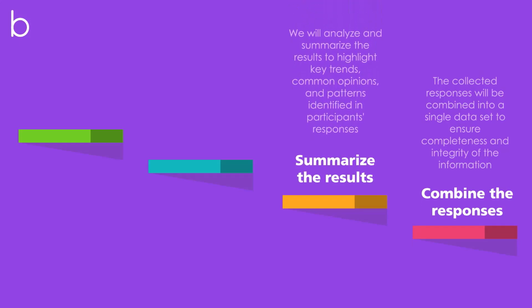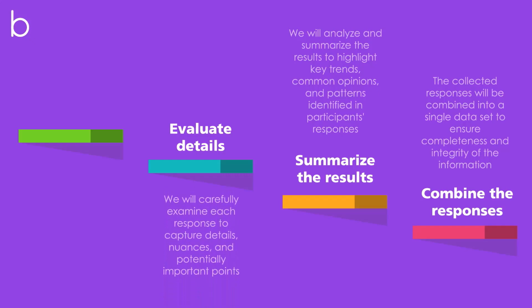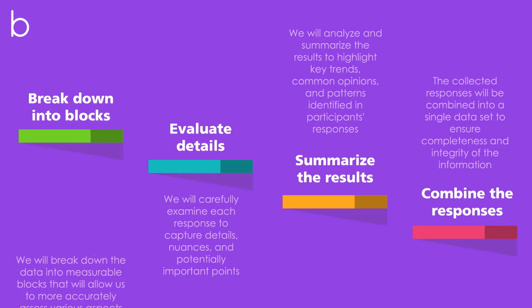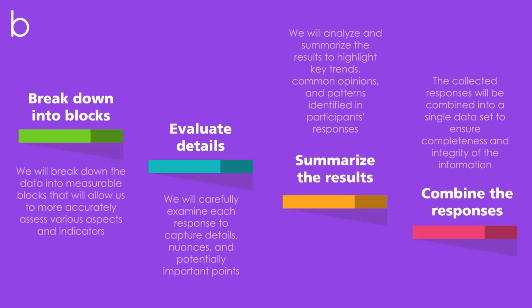We will analyze and summarize the results to highlight key trends, common opinions, and patterns identified in participants' responses. 3. Evaluate details and identify emerging themes. We will carefully examine each response to capture details, nuances, and potentially important points. In the process of this analysis, we will also identify themes that emerge among participants and related issues. 4. Break down the data into measurable blocks. For convenience and a more systematic approach, we will break down the data into measurable blocks that will allow us to more accurately assess various aspects and indicators related to the survey.